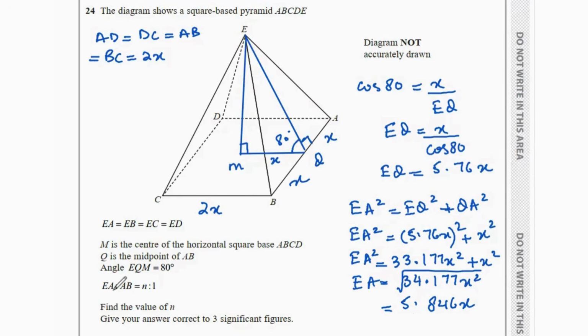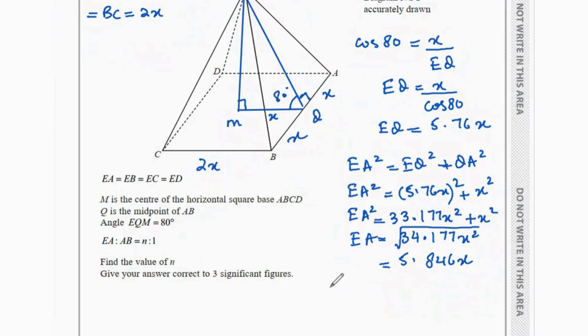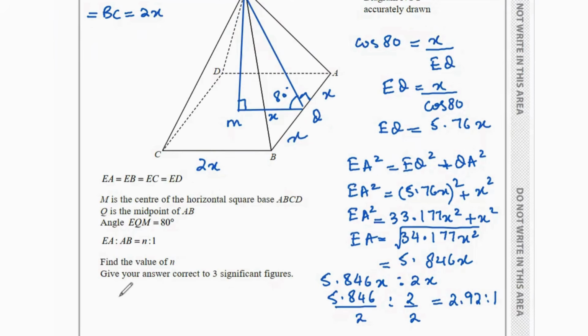We have to create a ratio for EA is to AB, which equals n is to 1. So 5.846x is to AB, which is 2x. The x gets cancelled out. So we do 5.846 divided by 2 and 2 divided by 2 over here because this has to be 1. So that gives us 2.92 is to 1. So n is 2.92, correct to 3 significant figures. That's your answer.